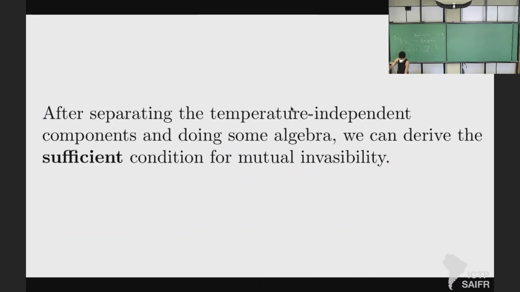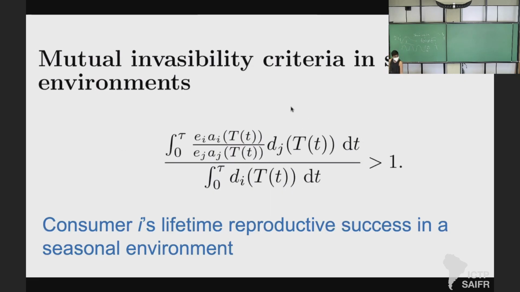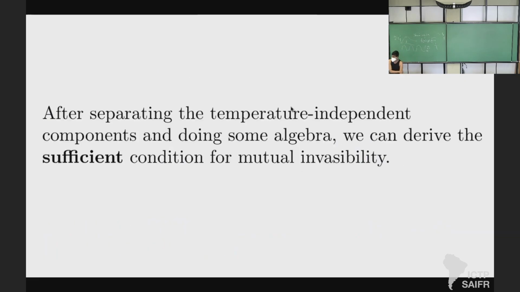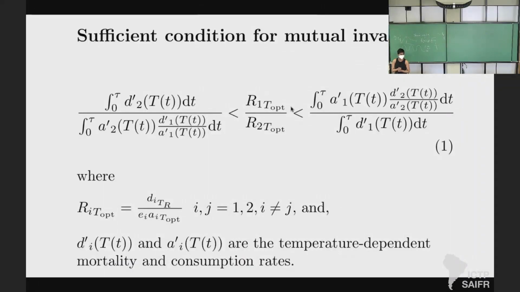And then we look at this, we do some algebra, and we can derive what's called the sufficient condition. Okay, so here is a thing. Remember when I said before, mutual invisibility is the necessary condition, and mutual stability is the sufficient condition. Here mutual invisibility is hard enough that it has a necessary and a sufficient condition. But in this kind of model, you can show that once it's satisfied, the equilibrium is actually guaranteed to be stable. Okay? So we can derive the sufficient condition by manipulating this, and we get this.